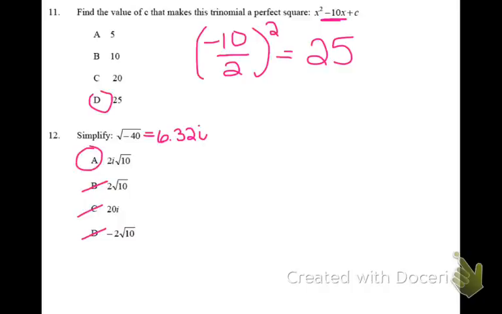But double check that. So I'm going to take 2i times the square root of 10, put that into my calculator, and that also gives me 6.32i. So your answer for that has to be letter A.